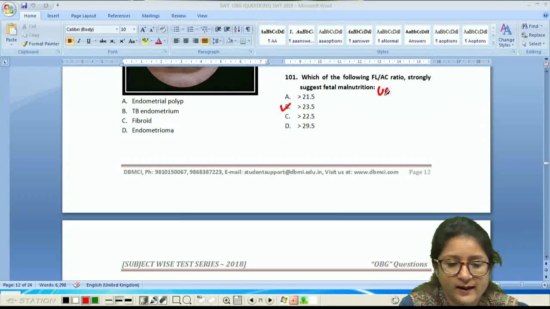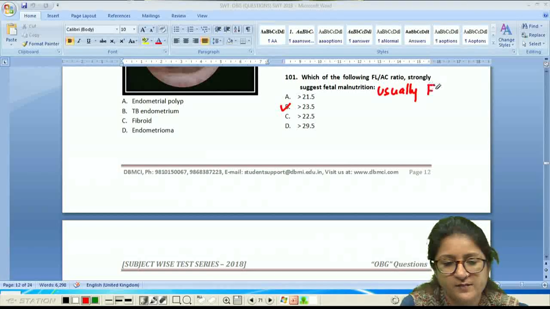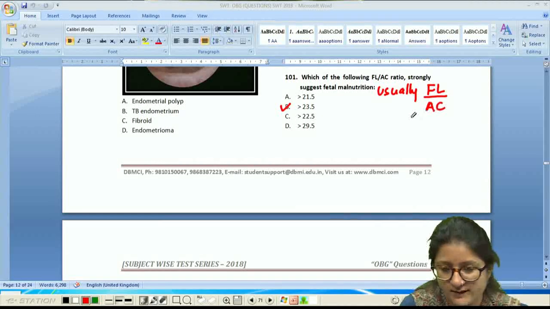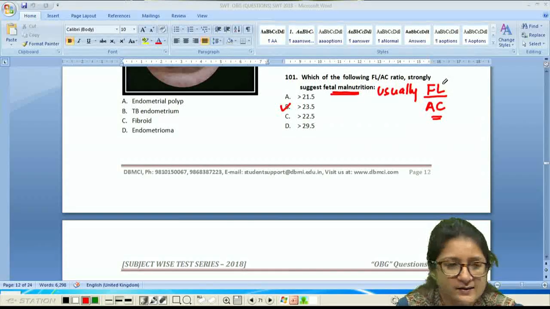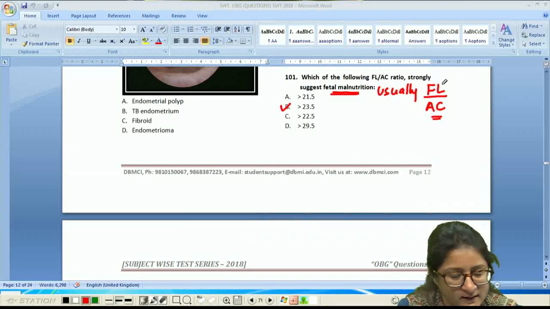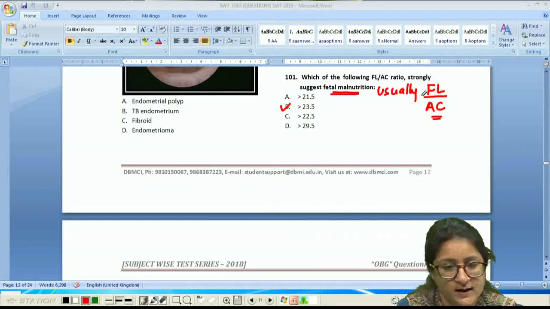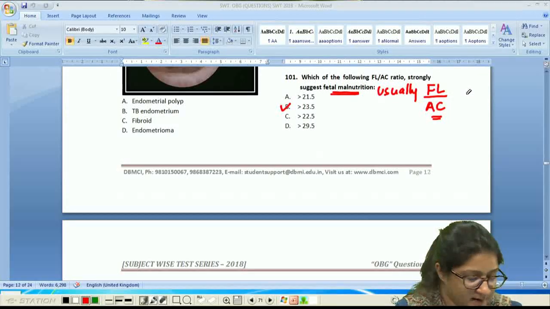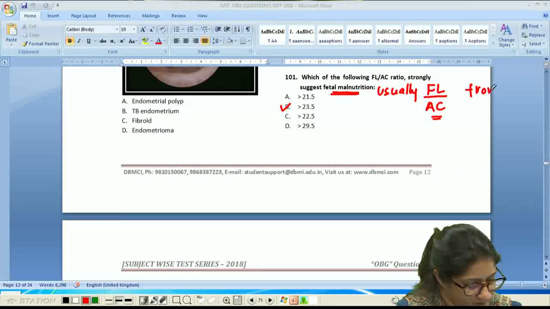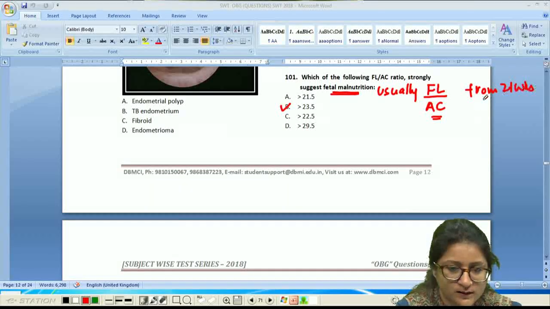23.5. Usually the femur length to abdominal circumference. What happens in malnutrition, fetal growth restriction? It is the abdominal circumference which is altered. Femur length is relatively constant. This ratio FL to AC is usually constant from 20 weeks to term.